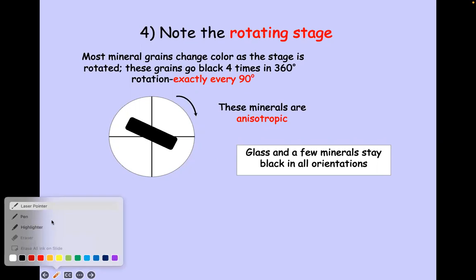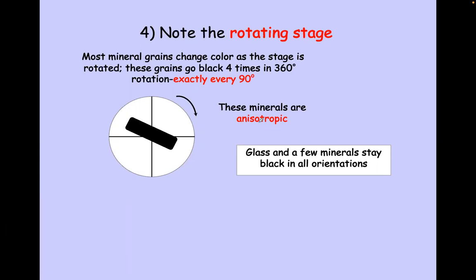The name or the group of that mineral is called anisotropic mineral group. Okay, so this is important. But as I said before, if some minerals remain black all the time, in all orientations, those minerals are called isotropic minerals.